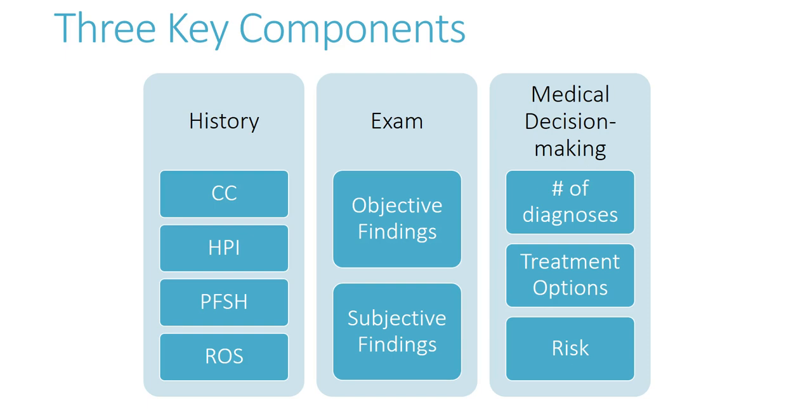Medical decision making is made up of three main elements, and that is the number of diagnoses and or complexity of the condition for the patient, the treatment options for the patient, and the risk of what your decision might mean for that patient. So for example, if I do this, will the patient get more sick or possibly die? If I do nothing, what might happen? So those are the three main elements of decision making.